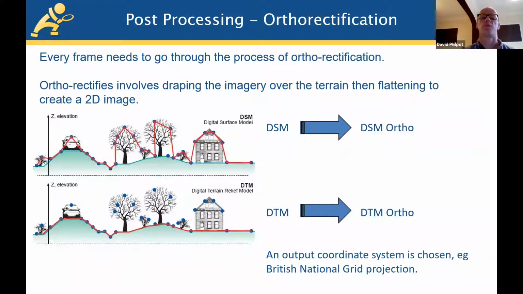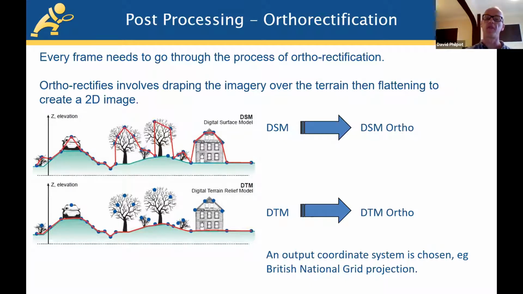And then we come to auto rectification. So auto rectification is the draping and warping of the imagery over the terrain to flatten it to create a 2D image, and it flattens it to the chosen map projection. Now there are 2 ways of doing this. You can use a DSM, which includes trees, buildings, and all other features, or you can use a DTM, which is the terrain model with all those features stripped bare.